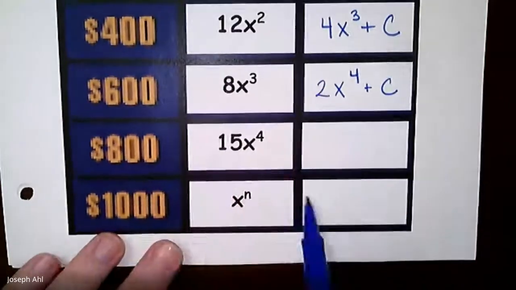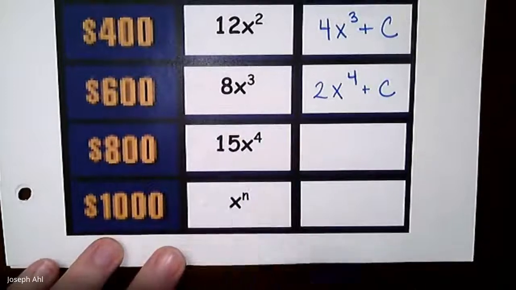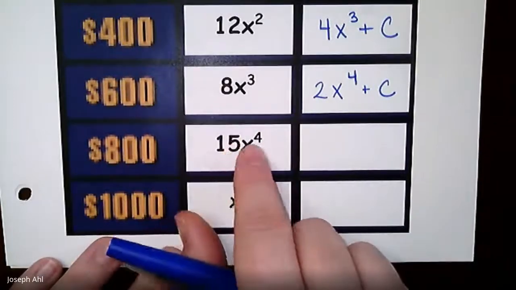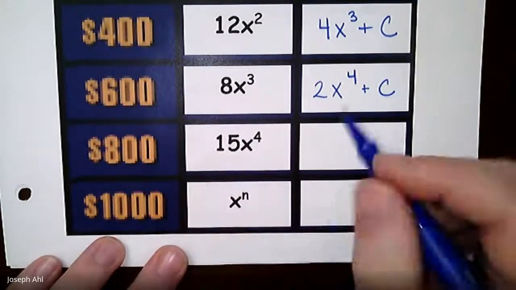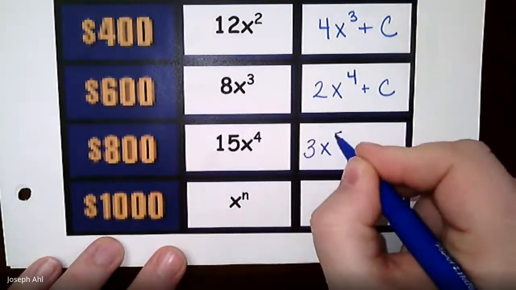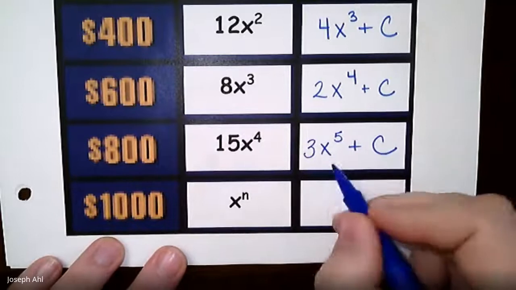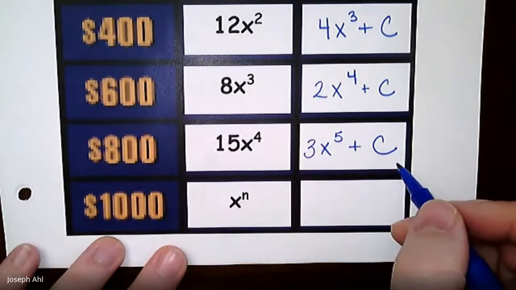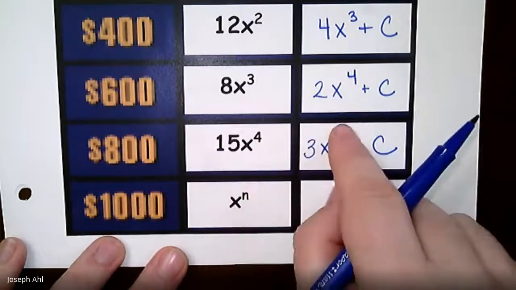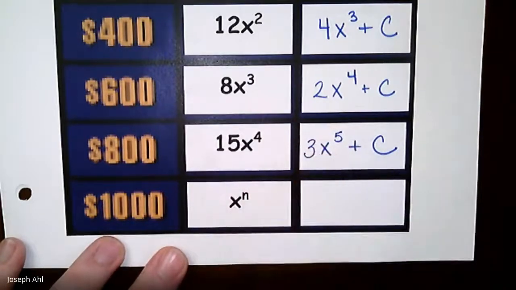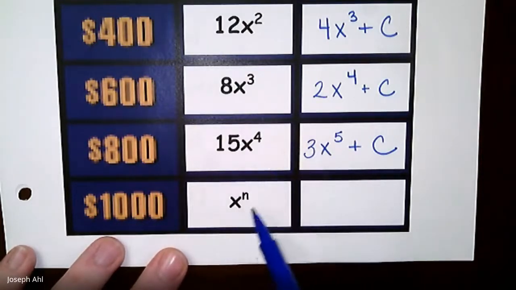So let's see if we can apply that same idea to this answer over here. If I up the power by 1, that's 5. And then 15 divided by 5 is 3 as the coefficient out front. So if I have this defined as 3x to the 5th plus c, is the derivative of 3x to the 5th 15x to the 4th? Sure is, right? Drop the power down, you get 15x to the 4th. Exactly.